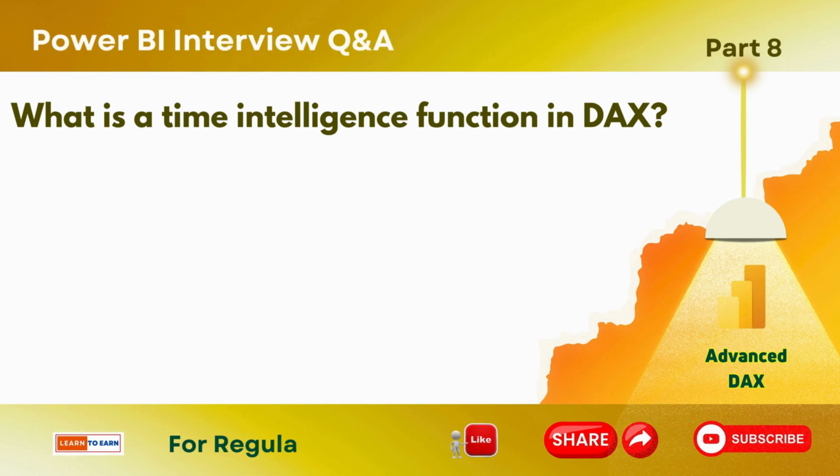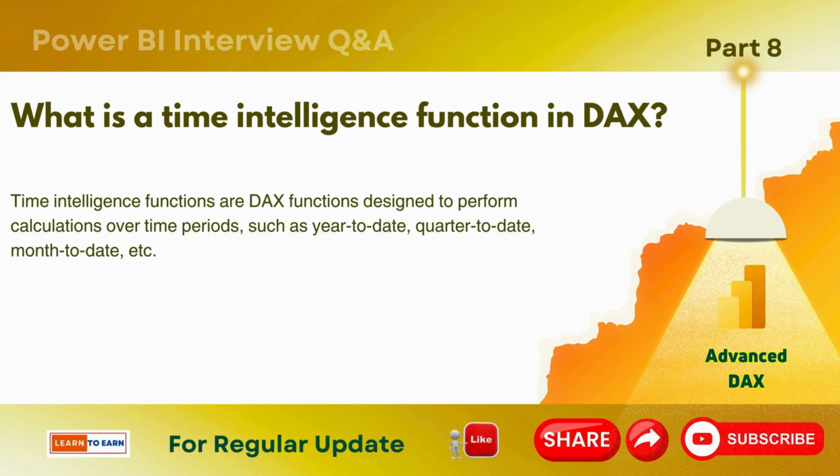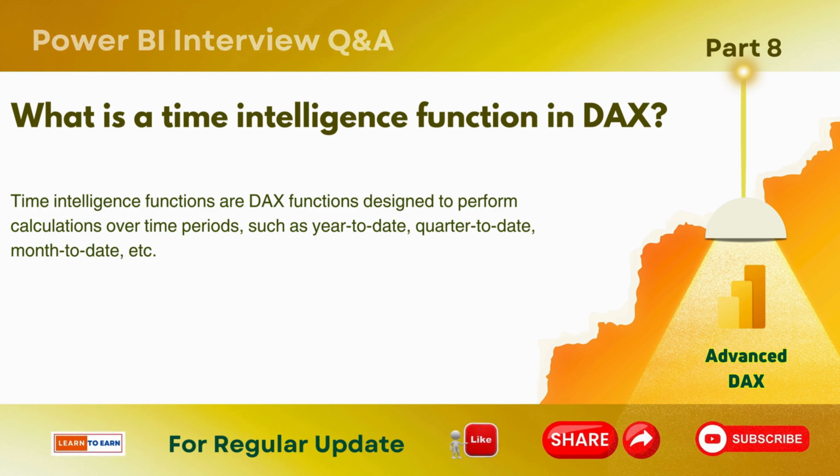What is a time intelligence function in DAX? Time intelligence functions are DAX functions designed to perform calculations over time periods such as year-to-date, quarter-to-date, month-to-date, etc.